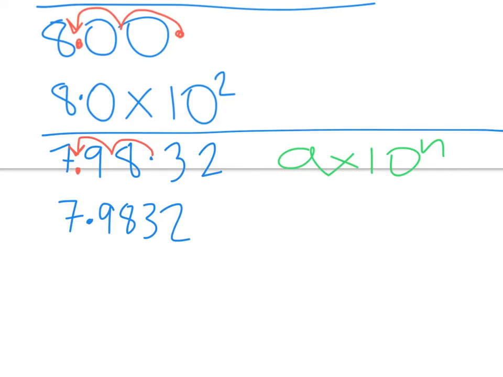Next we have a multiplication symbol. And then we have 10 to the power of something. To figure out what that something is, we want to see how many places we moved the decimal point. We moved it 1, 2 places to the left, so it becomes 10 to the power of 2. And that makes sense, because 800 worked out to be 8.0 times 10 to the power of 2, and 798.32 was quite close to 800, so it makes sense that that would also be 10 to the power of 2.